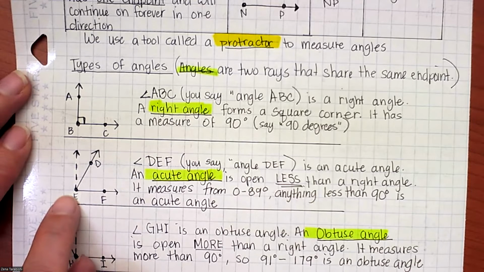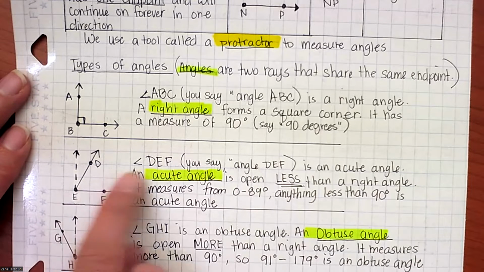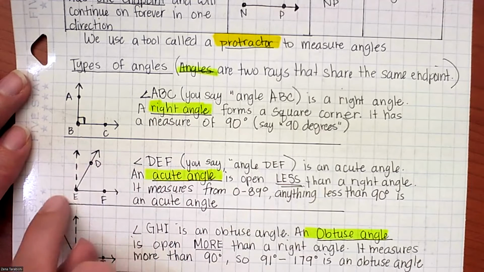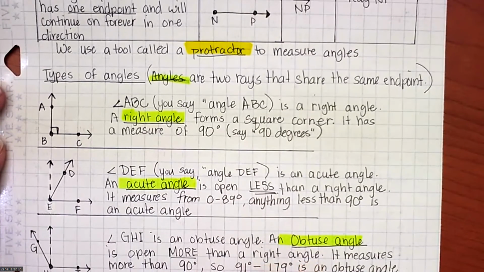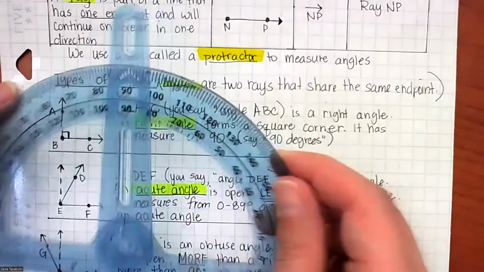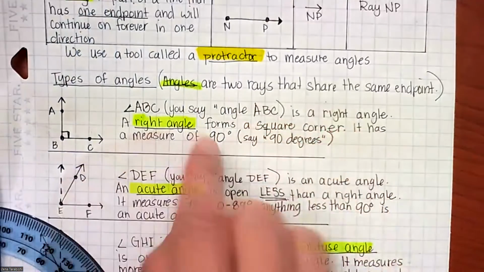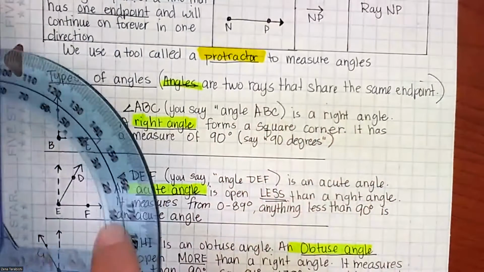Remember, the middle point, that shared endpoint, is going to be your middle letter because it's the middle point in between. So angle DEF is an acute angle, and an acute angle is open less than a 90-degree angle. So anything from 0 to 89 degrees is going to be an acute angle. So I can take this, again, it's open to the right. So I'm going to use my measurements that are here on the inside.